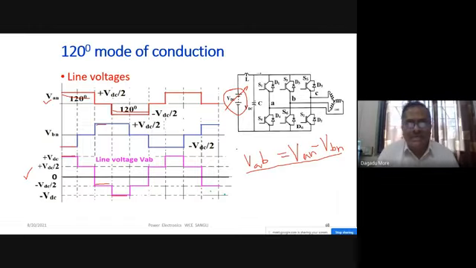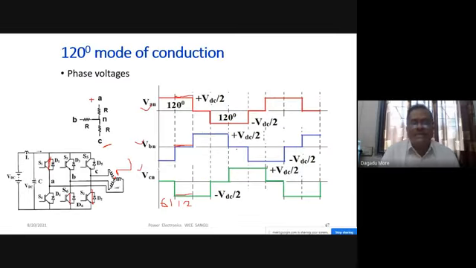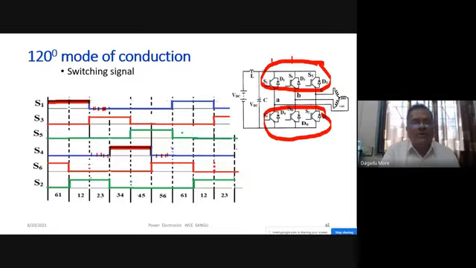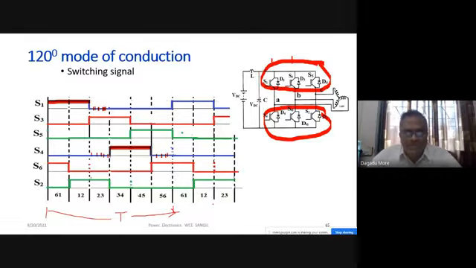Each device is conducting for a period of 120 degrees, and that is why the only option available is to control the input voltage. And we can change the frequency by controlling the T period, as we did for 180 degrees. Similarly, we have to do it for this. So we have to change the T period. This is our T period. We can increase it or decrease it. By changing the T period, we can control the frequency of this.